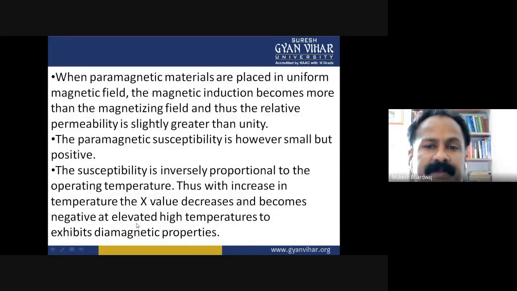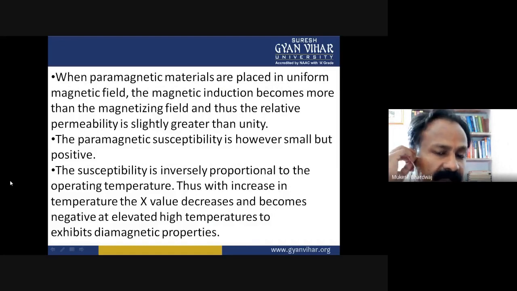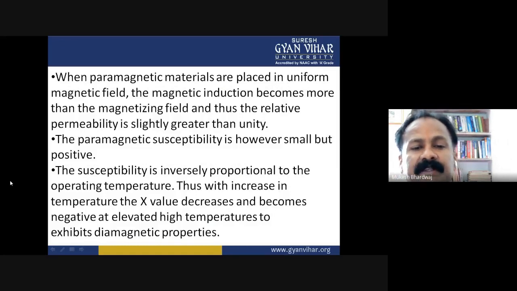When paramagnetic materials are placed in a uniform magnetic field, the magnetic induction becomes more than the magnetizing field, and thus the relative permeability is slightly greater than unity. The paramagnetic susceptibility is small but positive, not less than 1 or negative as in the case of diamagnetism. The susceptibility is inversely proportional to the operating temperature.